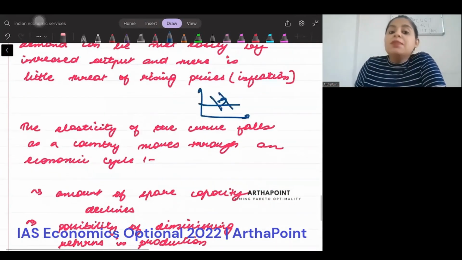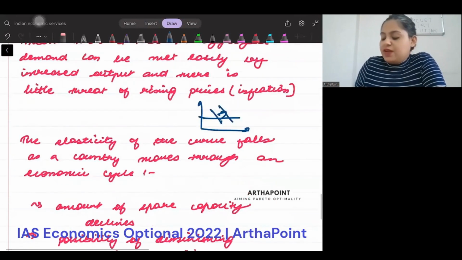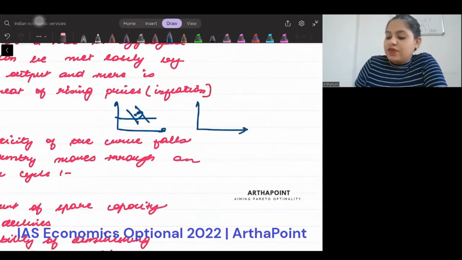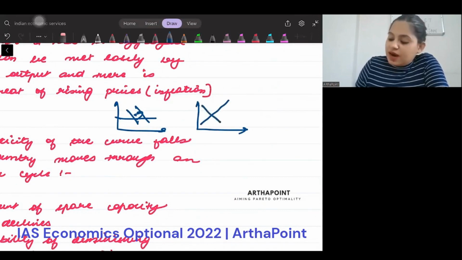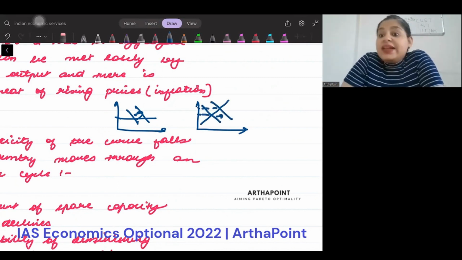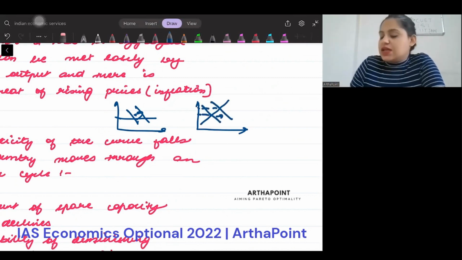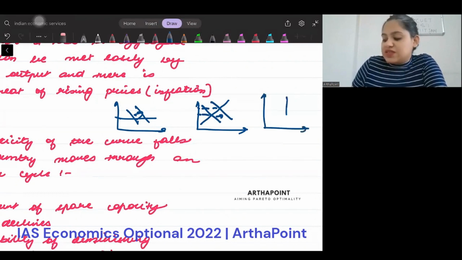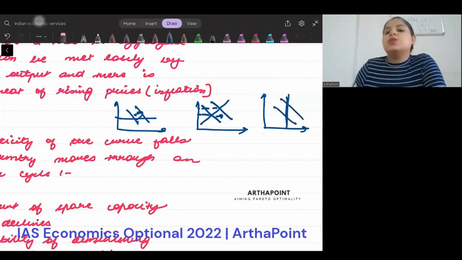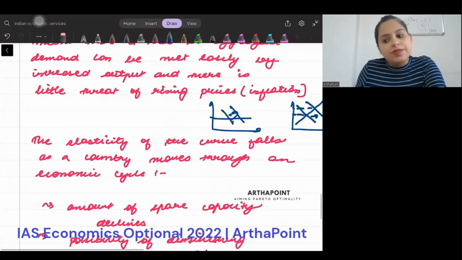But slowly in the medium run, when you have the AS curve as upward sloping, then when demand increases, price will increase. And in the long run, which is the classical case, when AS is vertical, when demand increases, only price will increase. Is this clear?